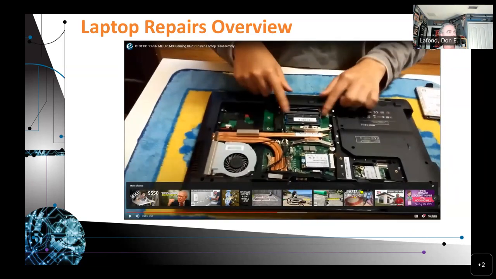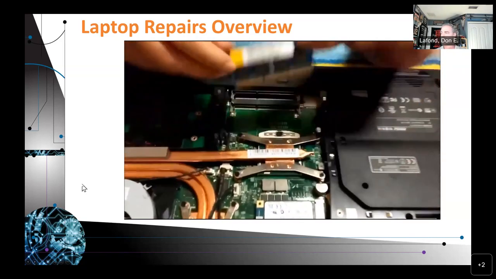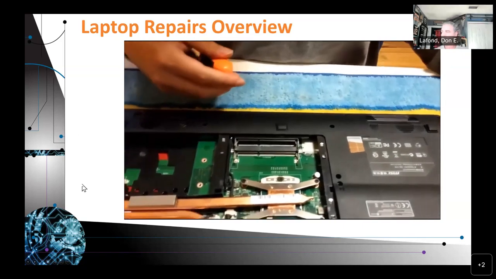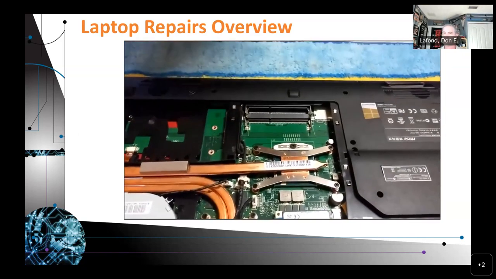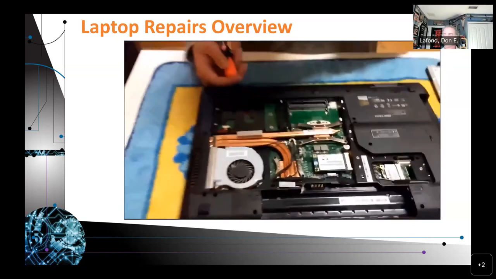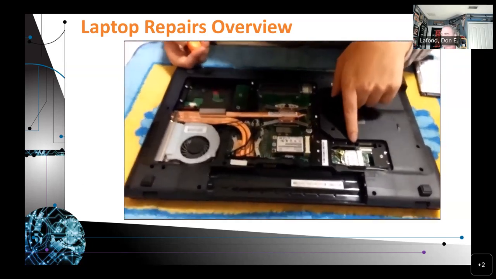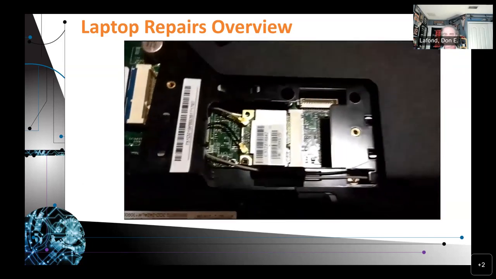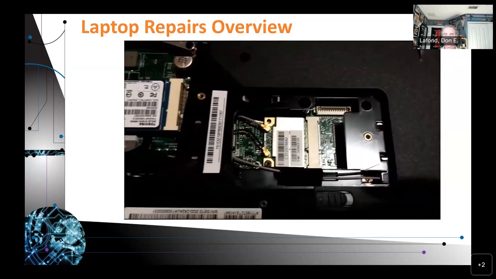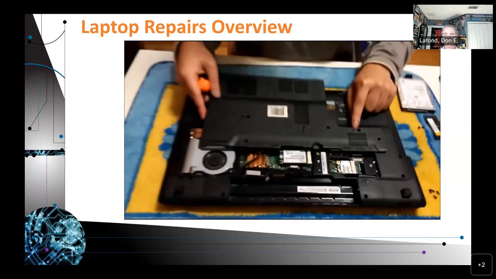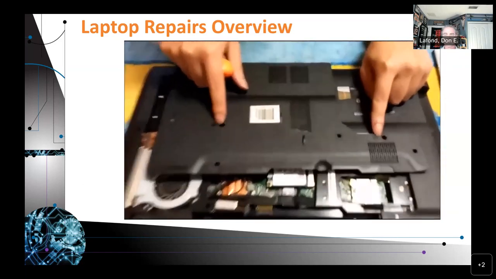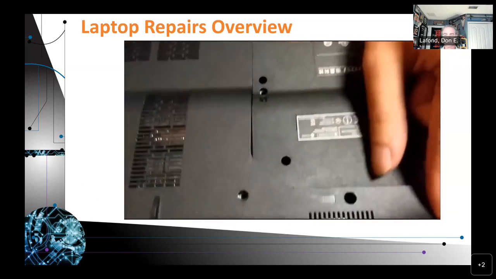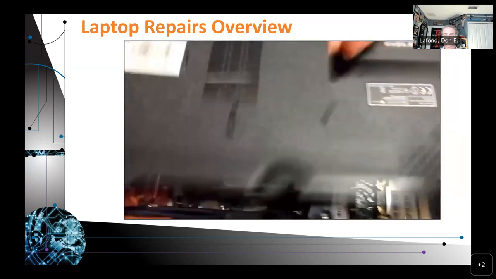And now the RAM: just pull the two sides apart and the RAM pops up. Now these are the keyboard screws. If you look at the back cover, it has a keyboard mark next to the screw hole. You need to remove these two screws if you want to remove the keyboard.